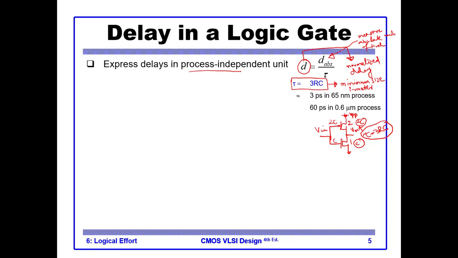So the normalized delay is basically the delay in picoseconds, for example, divided by the delay of a minimum size inverter. Some typical values of inverter tau are these. It is 3 picoseconds in 65 nanometer technology, and it is 60 picoseconds in 0.6 micrometer technology.